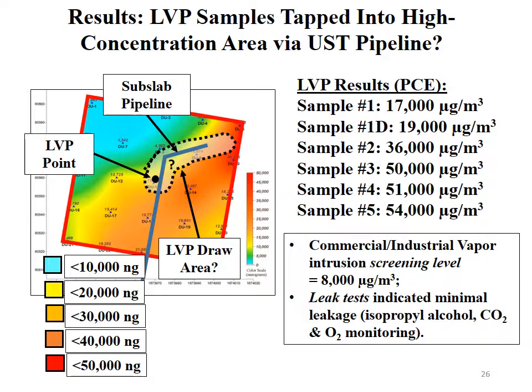So that's another key point why it's important to collect large volume samples instead of small volume samples. If we collected a single sample from the center point here, 1 liter, we would have gotten a relatively low concentration of PCE, which wouldn't have been representative at all of potential vapor intrusion risk.